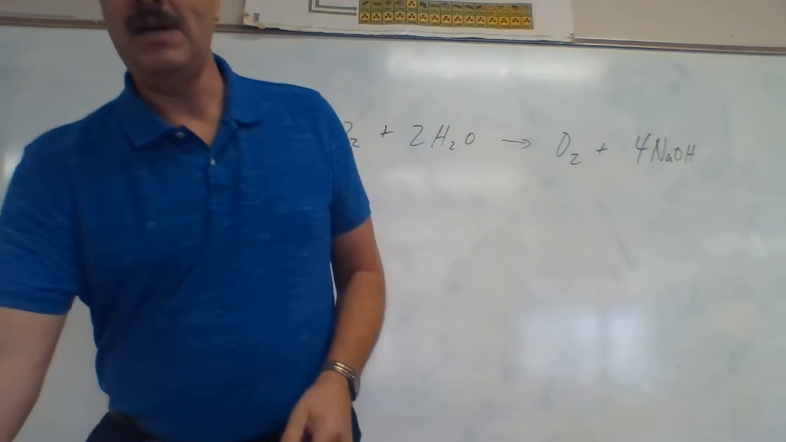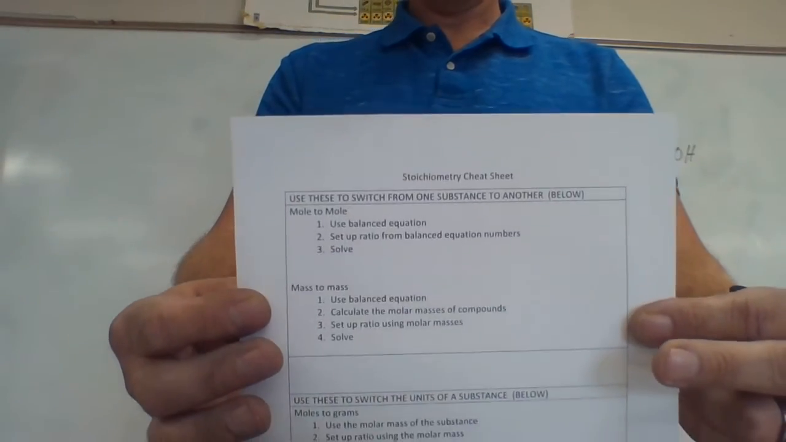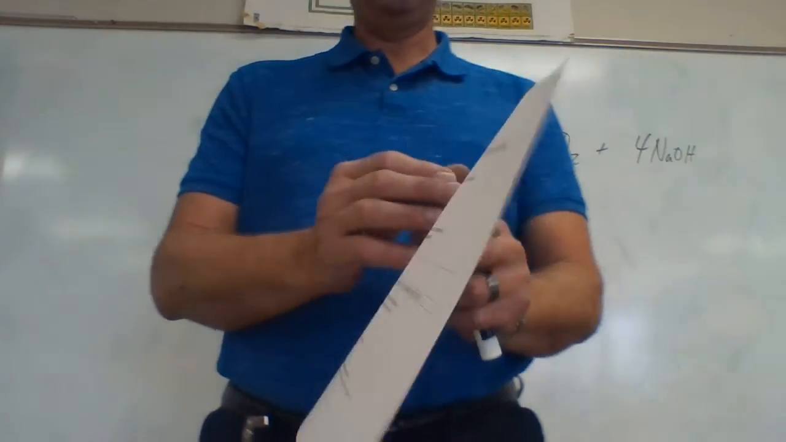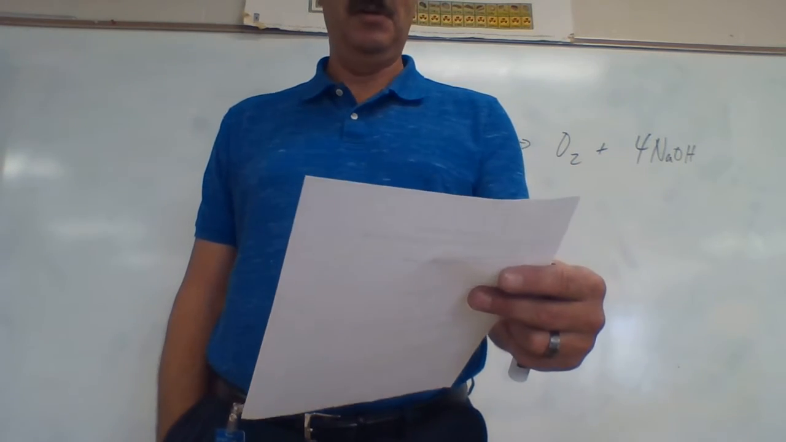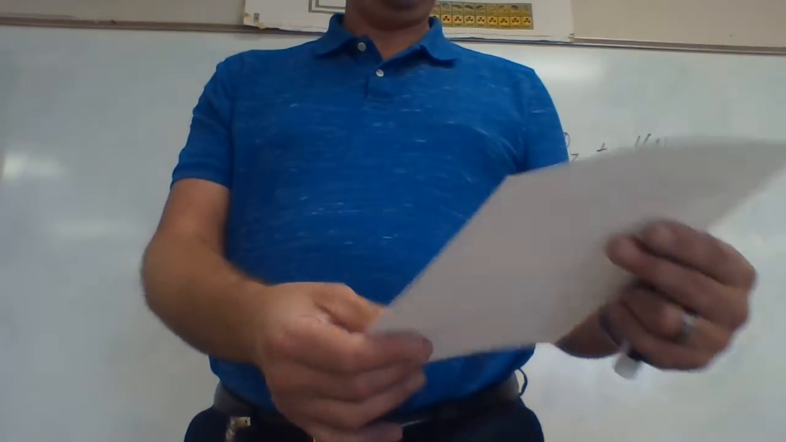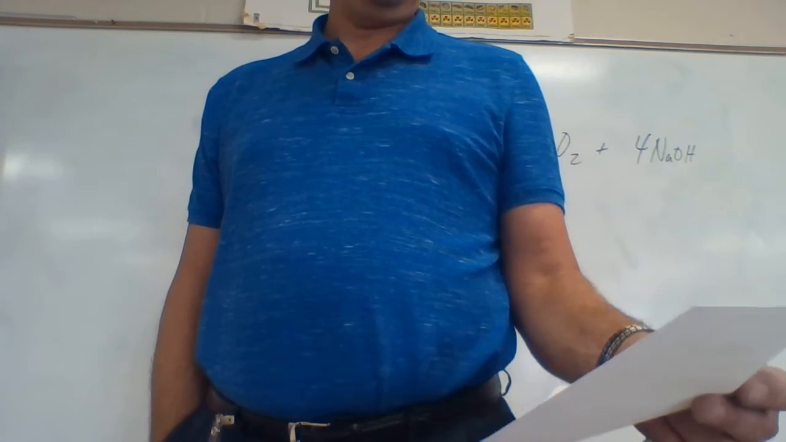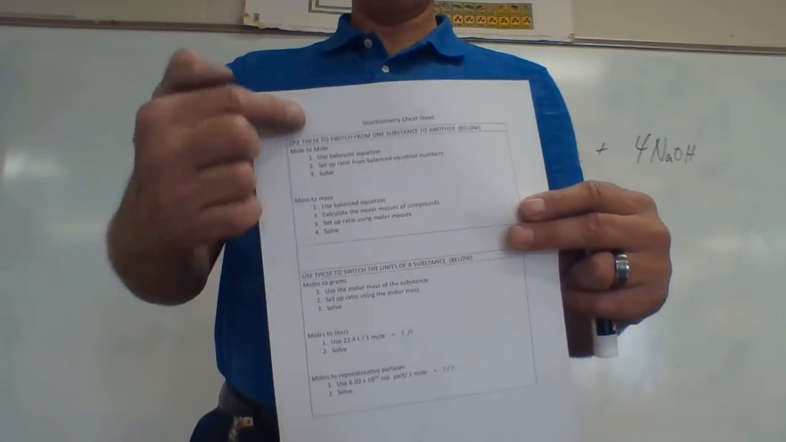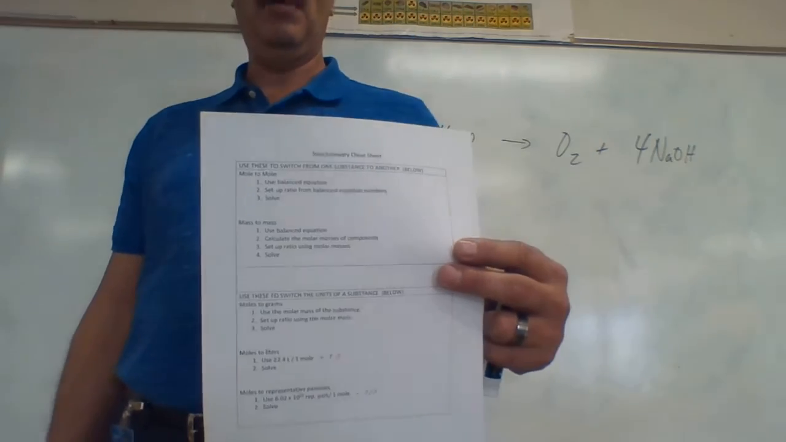The other thing I wanted to point out was I gave you this cheat sheet, the stoichiometry cheat sheet. Up here at the top, there's moles to moles. It says use the balanced equation, then set up the ratio for the balanced equation numbers, and then solve it. And then you have mass to mass, and it gives you some shorthand idea: use the balanced equation, calculate the molar mass of the compound, set up the ratio using the molar masses, and then solve it. So the idea behind this was to try to help you. The top two are the ones we've done so far, and it gives you some little shorthand ways to help you remember how to do them.